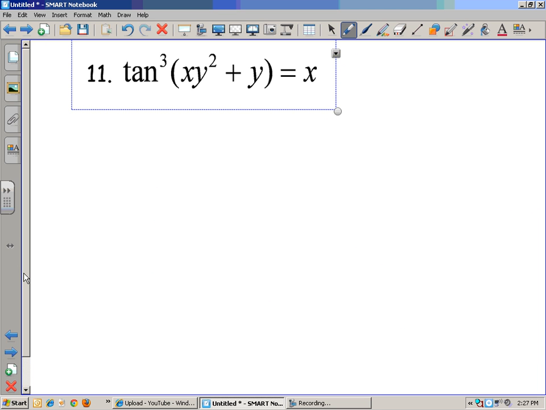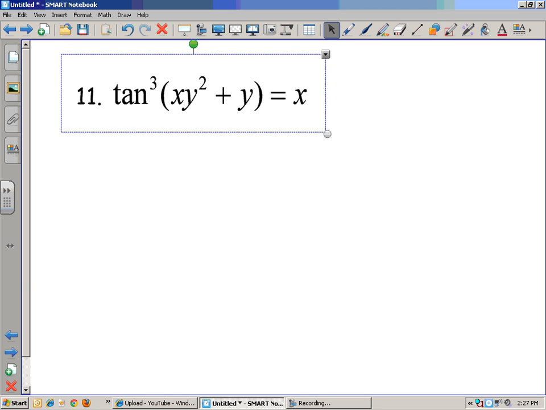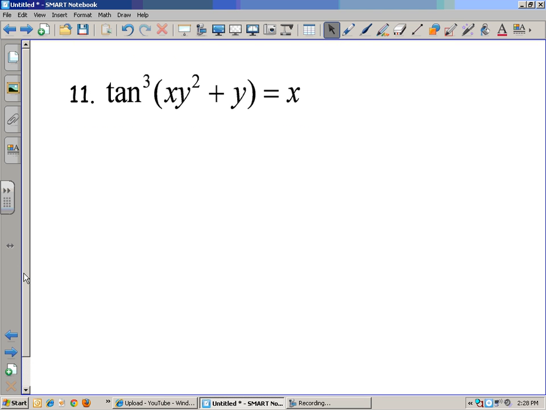All right, let's take a look at number 10. And number 10 says, my bad, number 11. It's a tangent cubed. And so I like this one because it's got a couple of things. It's got a power here with a product. You're going to have a chain rule because you're going to have an inside and an inside. And then we have a power rule with a tangent function. So we have lots of things we have to take the derivative of.